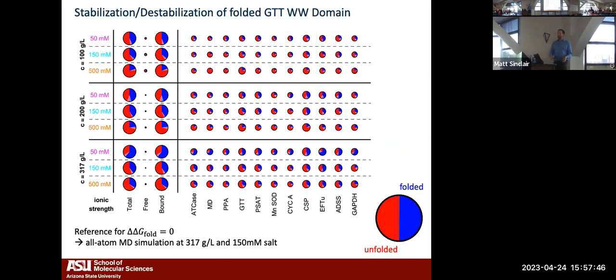We basically see out of 50 configurations of the WW domain, if 8 of them are folded and 42 of them are unfolded. That's exactly what we saw in the Anton simulation. Then the change in folding energy is zero. And I indicate that with this pie chart, and it's basically 50-50.